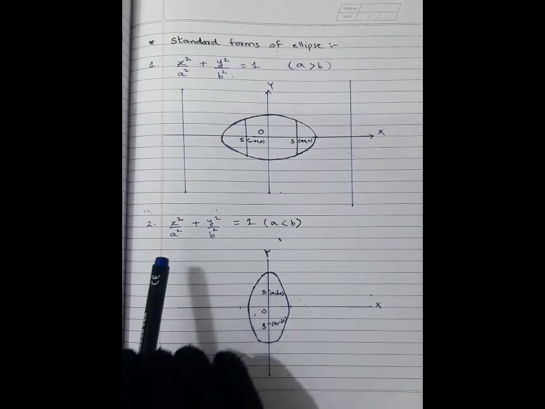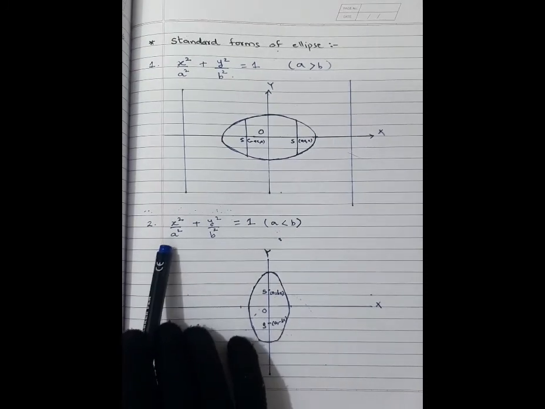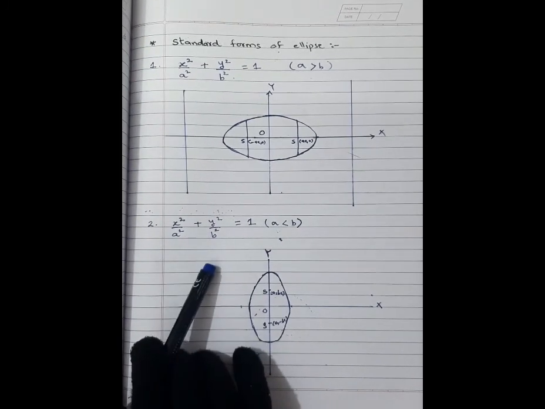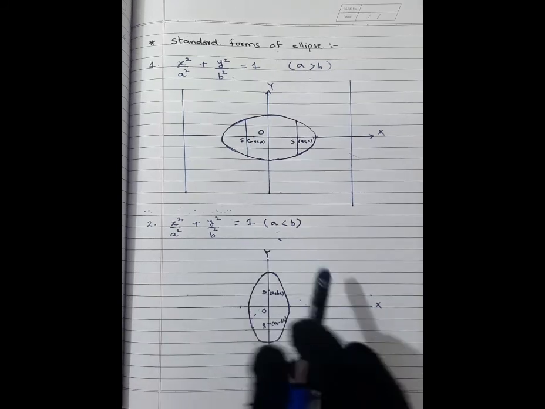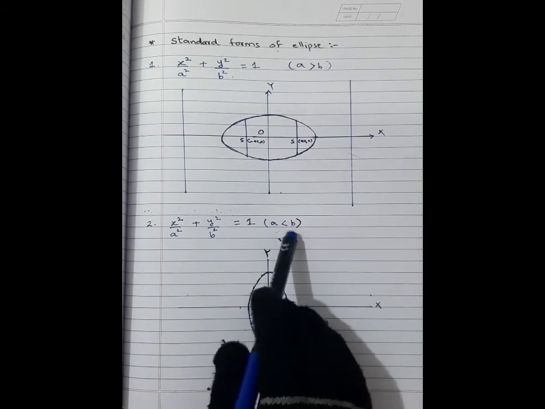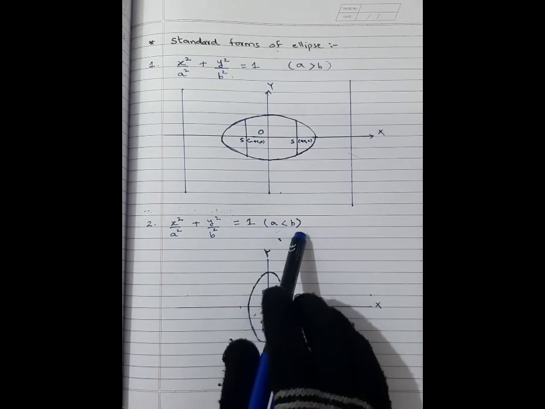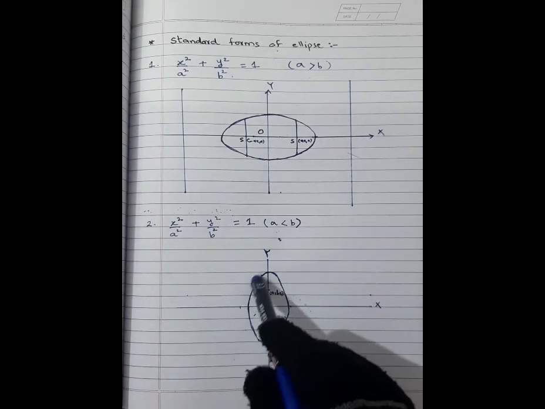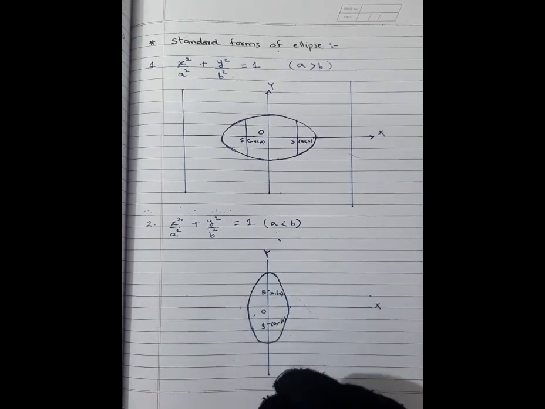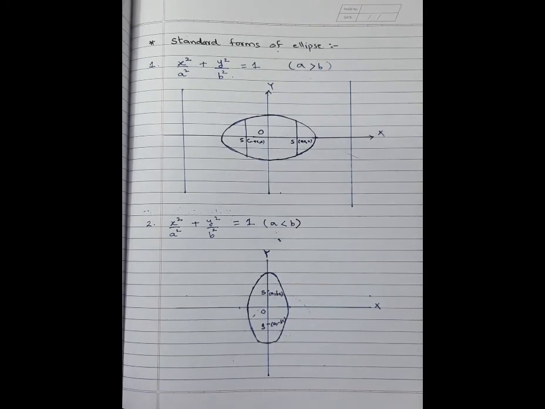And the second type, the equation is the same here, students, x square upon a square plus y square upon b square equals 1, but here given that a is strictly less than b, then the ellipse is on the y-axis. Getting?